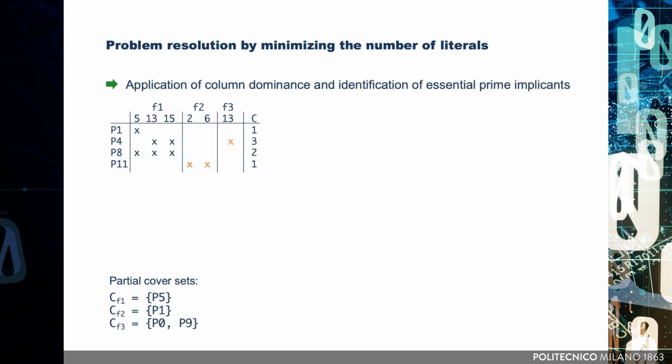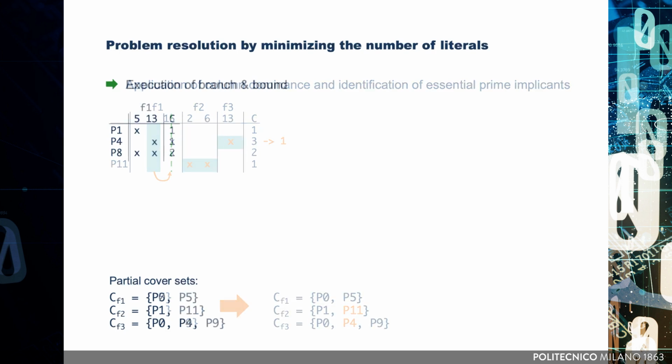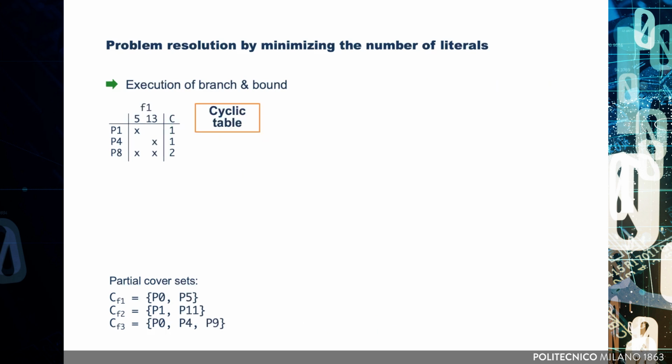We now apply column dominance. In particular, minterm 13 dominates 15 in the first function. We then identify new secondary essential implicants. P4 is essential for F3. We update its cost to 1. P11 is essential for F2, but we do not need to update its cost as the corresponding row will be eliminated. Finally, we update the cover sets accordingly. Once again, we reach a cyclic table.